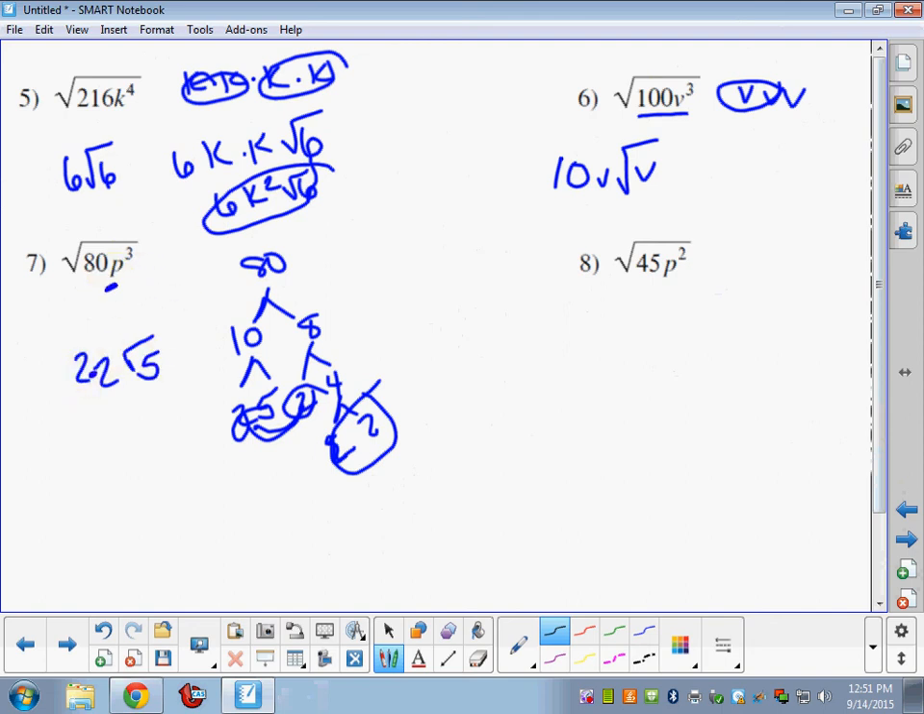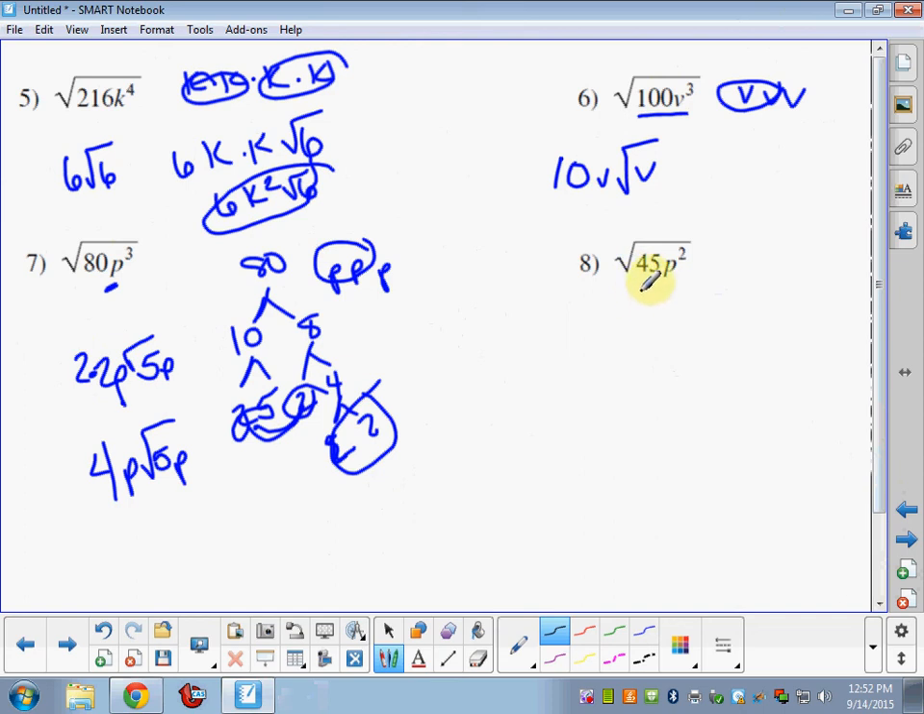And this p cubed, again, p times p times p, I have a pair, so one's going to come out, and one's going to go underneath. So we would get 4p, because 2 times 2 is 4, radical 5p.